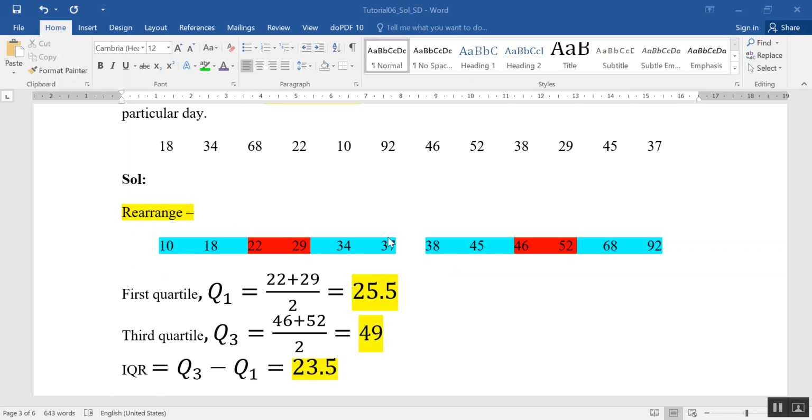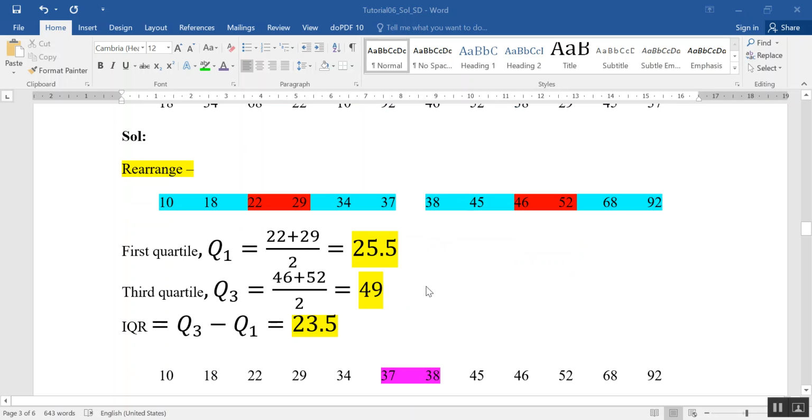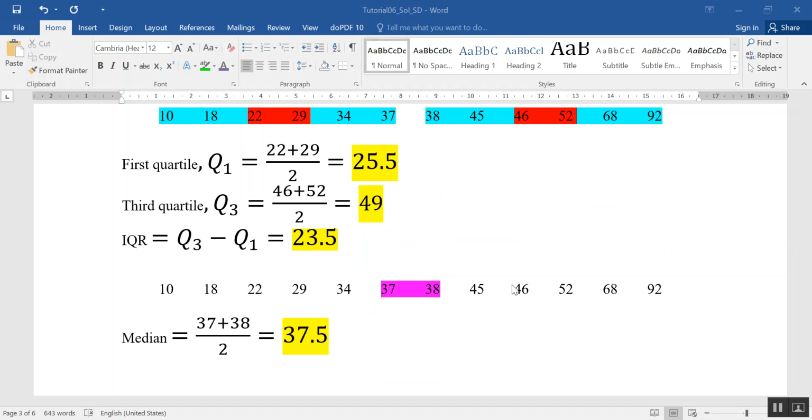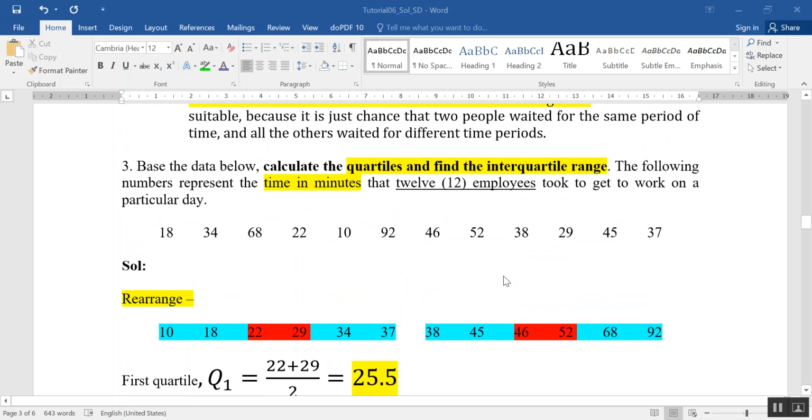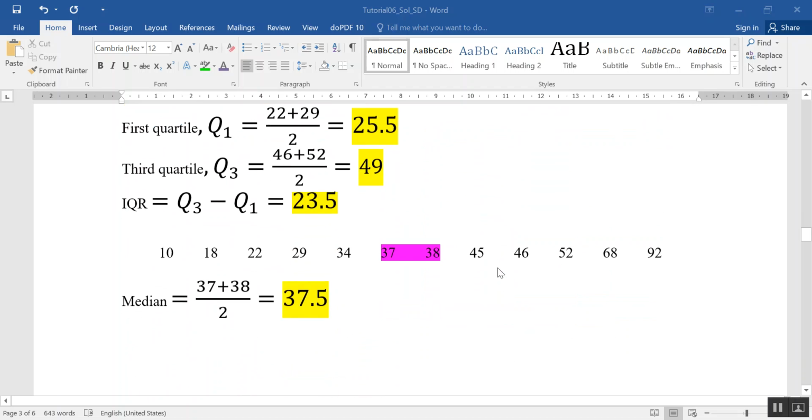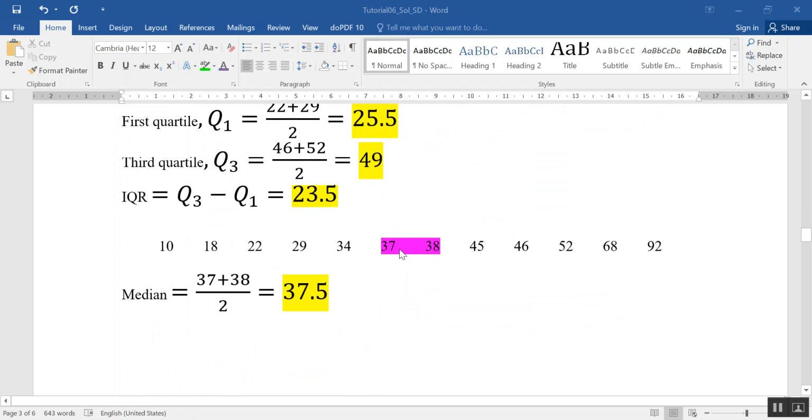Out of these 6 values, what is the median? Of course, these two, what is the average? You will get 25.5. So that is the first quartile. For the top half, the median is 46 plus 52 divided by 2, the average, which is 49. So now what is the interquartile range? It's basically Q3 minus Q1, which is 49 minus 25.5, which is 23.5. Of course, they also ask about the median, didn't they? If they didn't ask, the median here is the average of the center two values, 37 plus 38 divided by 2, which is 37.5.